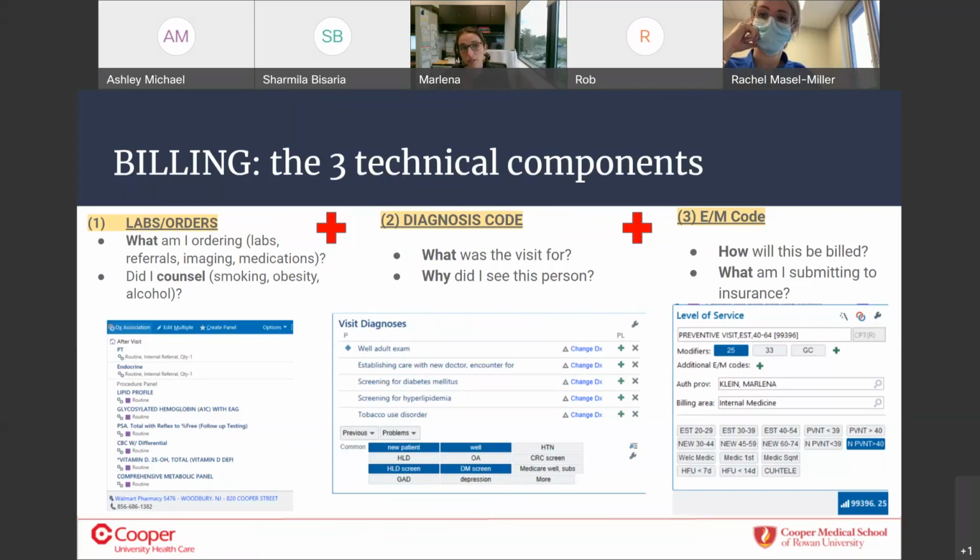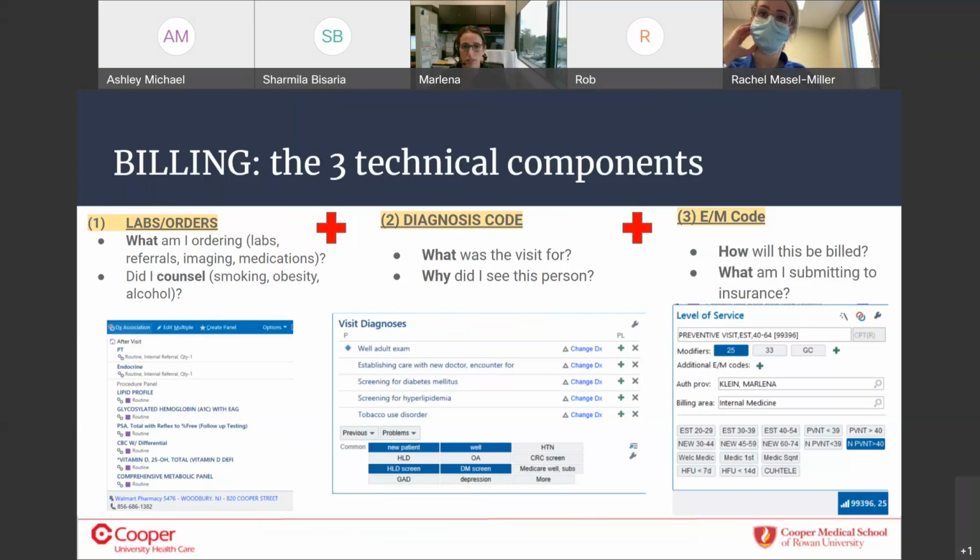So if you're counseling on smoking cessation, obesity, or alcohol consumption, there are ways to bill for those things. You just have to make sure you put it in your orders and document it in your plan. There are different dot phrases for that. And then you add what's called the 25 modifier, which we're going to go over. So that's your labs and your orders.